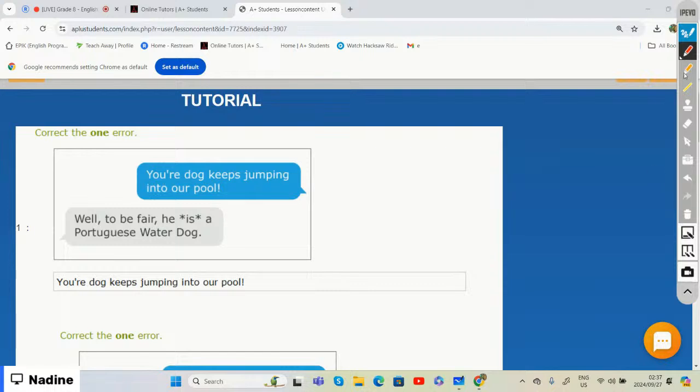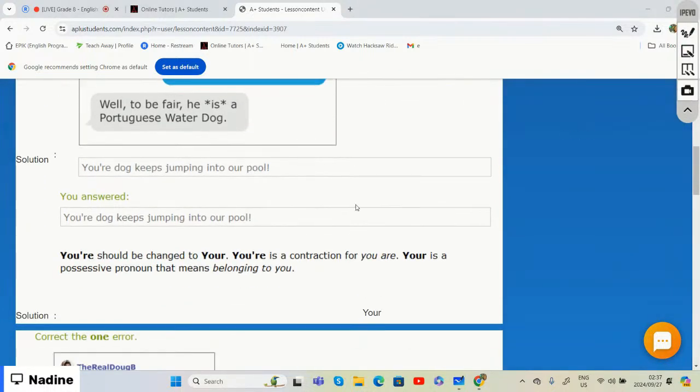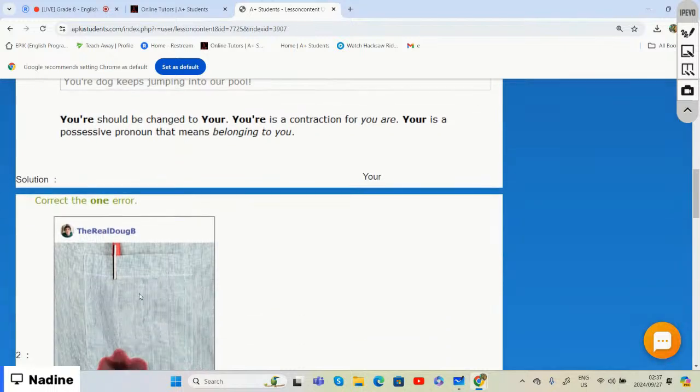So "your" is incorrect. So here it is. It says "you're" should be changed to "your" because "you're" is a contraction for "you are." "Your" is a possessive pronoun that means belonging to you. It is your dog that jumps in our pool.